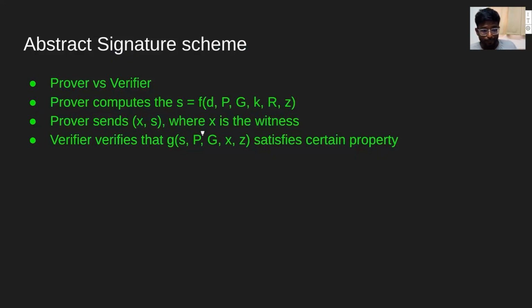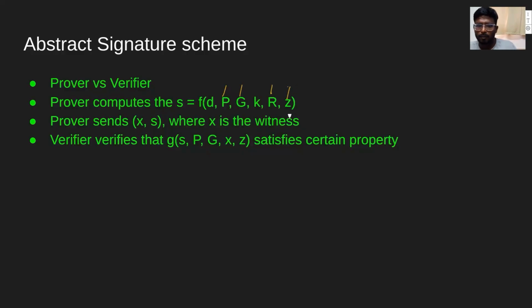A signature is a pair of numbers, x comma y, and this y is a function of the secret key, public key, generator point, that secret nonce, and the corresponding elliptic curve point, and this sig hash. Out of this, P is public, G is public, known to everyone. This K and R are not exactly public. This K should be secret. This R, you can think of it, is still public information.